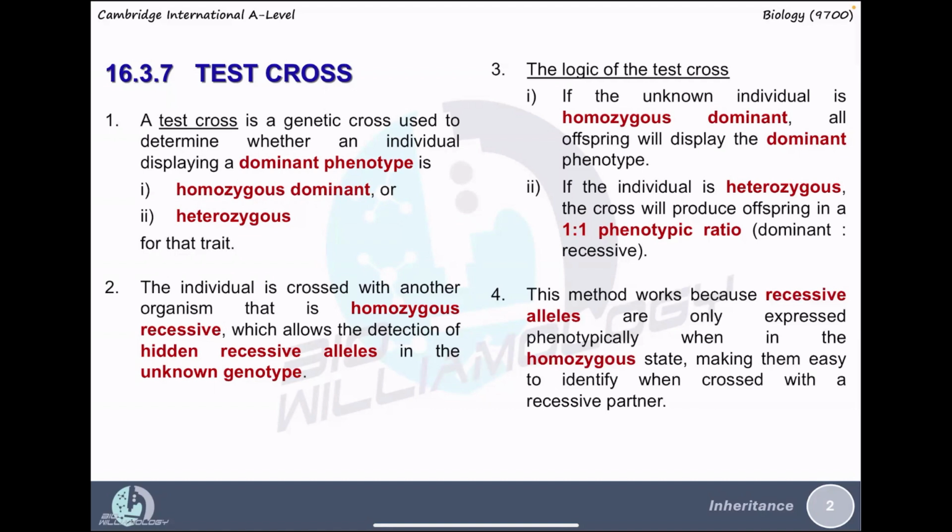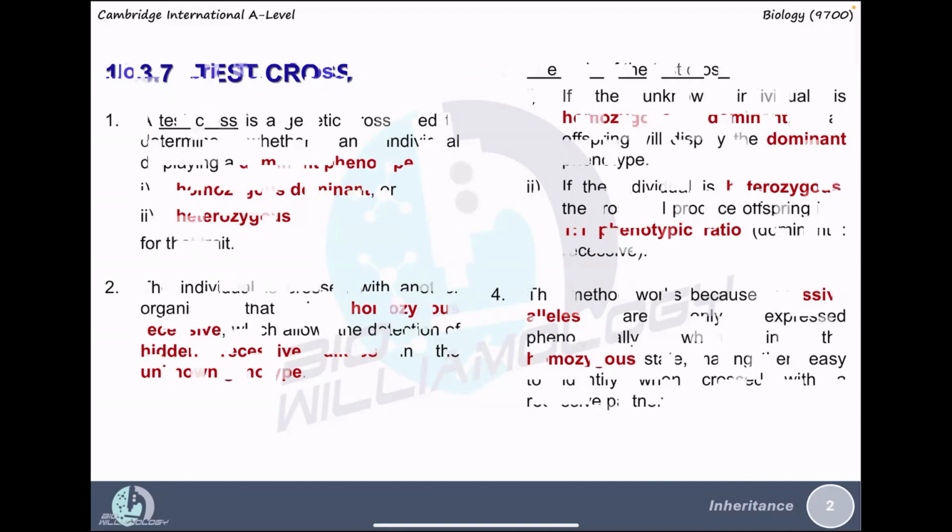This method works because recessive alleles are only expressed phenotypically when in the homozygous state, making them easy to identify when crossed with a recessive. There is no point crossing with a homozygous dominant, because the homozygous dominant allele will mask the effect of the recessive allele.